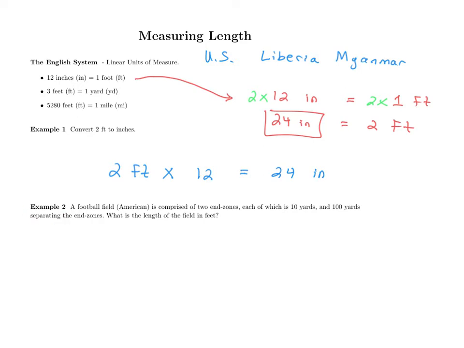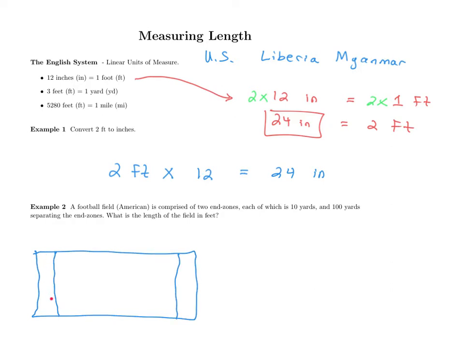We have that a football field, in the United States, is comprised of 2 end zones, each of which is 10 yards in length, and 100 yards separates the 2 end zones. So what is the length of the football field, not in yards, but in feet? I'll draw a rectangle that represents the football field. So we have something that looks like this. One end zone on the left and one on the right.